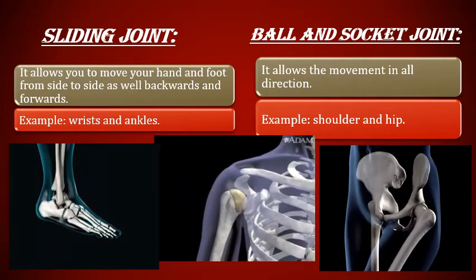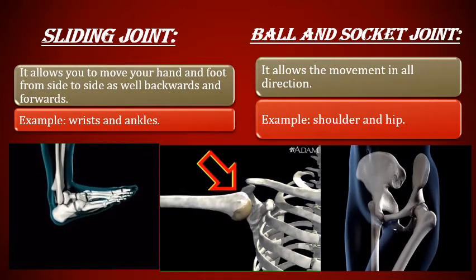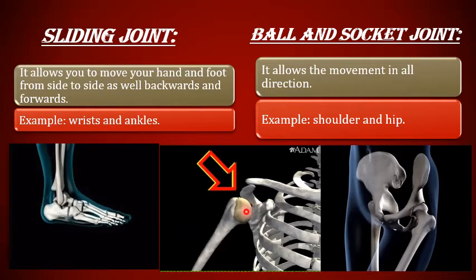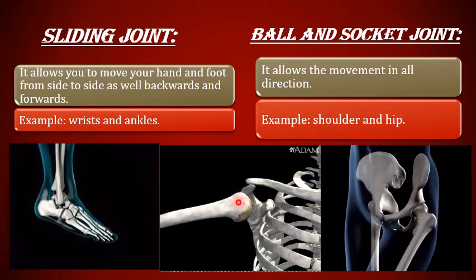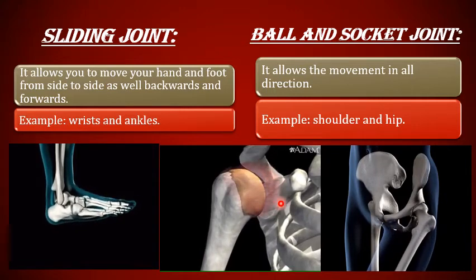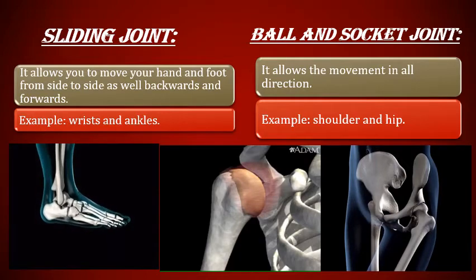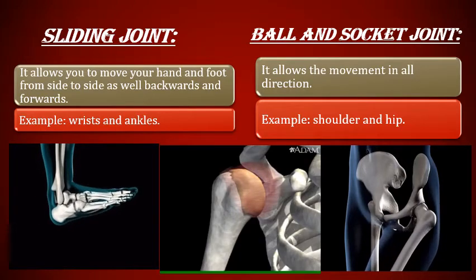On the other hand, we can take the example of shoulder joint as well. See, this is a ball like structure and this is a socket like structure. This is how we can move our arm in all the directions with the help of this shoulder bone. So this is the ball and socket joint that allows the maximum movement.